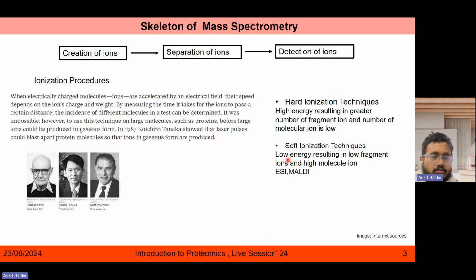If we take the analogy from the gel, it was all about protein separation. If we talk about the 2D separation, the proteins are separated on the basis of their pH, the isoelectric point. Then they are further separated on the basis of molecular weight. So here, first of all, the protein or peptide mixtures are converted into ions.